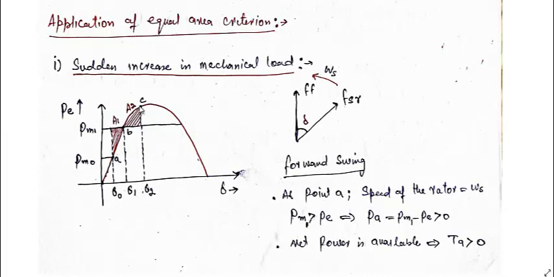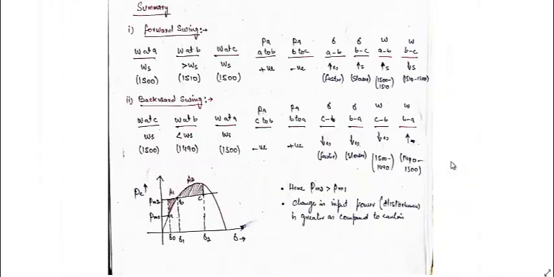For forward swing from A to C, the speed of the rotor is always greater than synchronous speed. The speed of this phasor is always greater than this phasor, so delta will continue to increase. For backward swing, the speed of the rotor is less than the speed of this phasor, so it will continue to decrease. That's why from here to here it will swing forward, from here to here it will swing backward. So I hope this is clear to you.